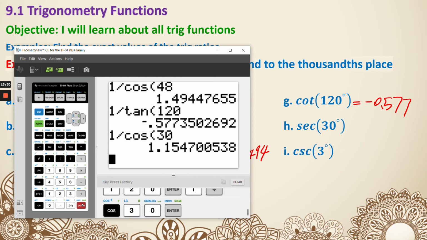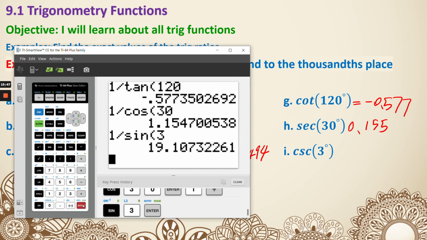Next, secant, that is going to be 1 over cosine 30 degrees. So we got 1.155. Okay, last one is cosecant. So we're going to use 1 divided by sine 3 degrees. That is going to give us 19.107. Okay, make sure you know how to use your calculator to find these values. Now moving on.